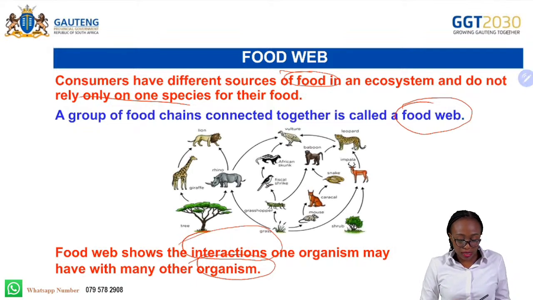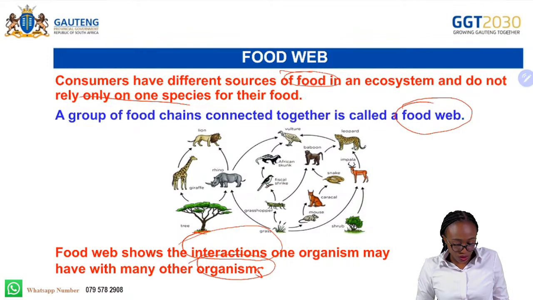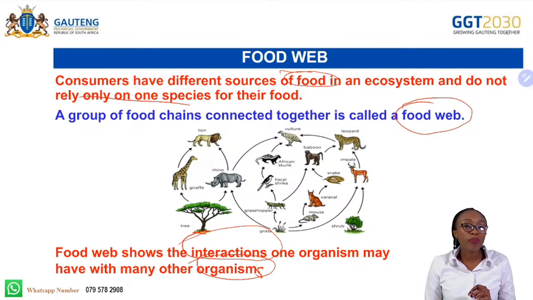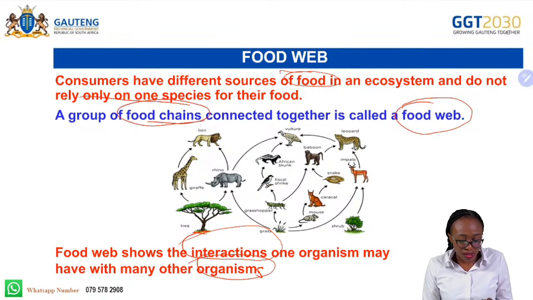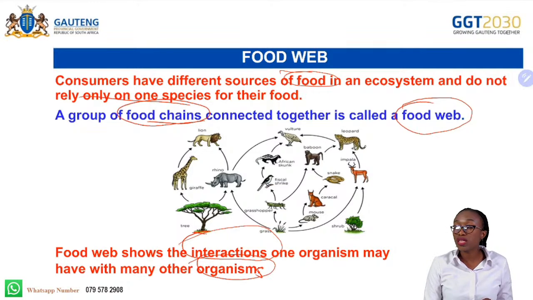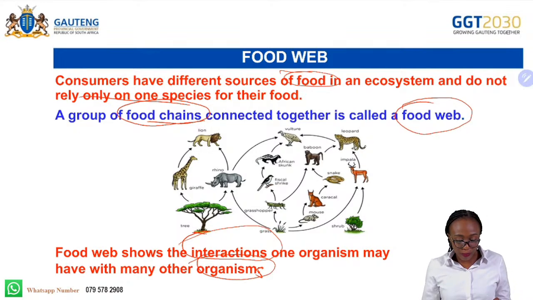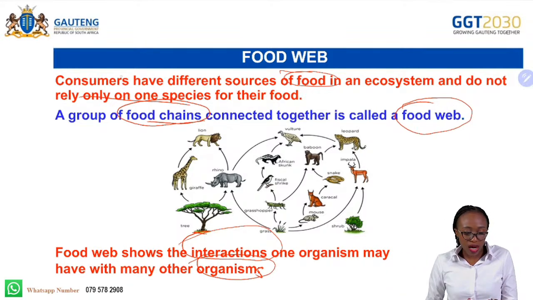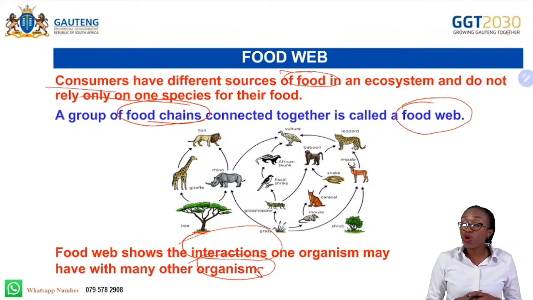Right, so there is our food chain. If we start off with the tree, we can follow and see the number of interactions that the tree has. Or rather, we can pick out how many food chains there are. We can identify different food chains within this food web. Remember, a food web is just food chains connected together to show us that consumers have different sources of food.